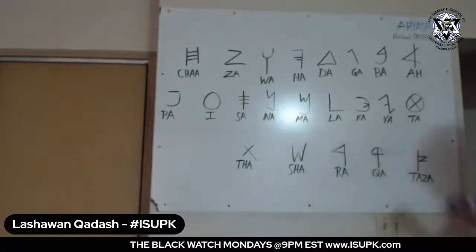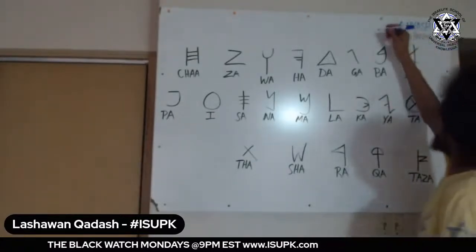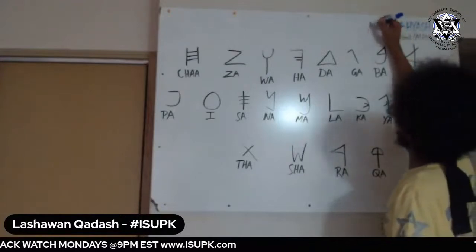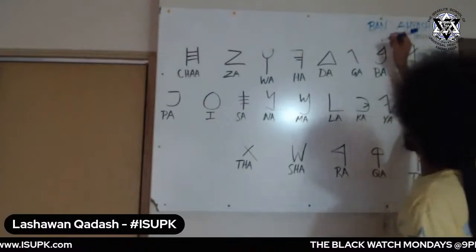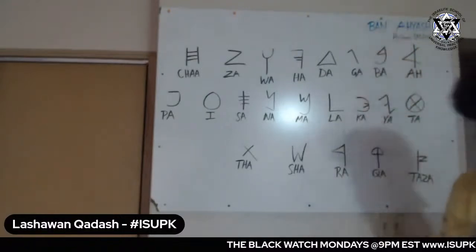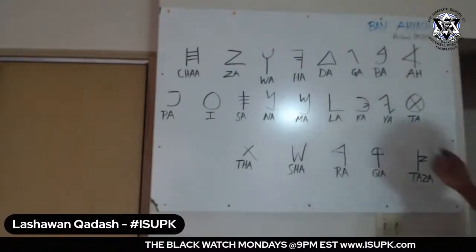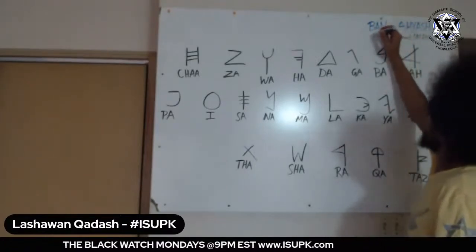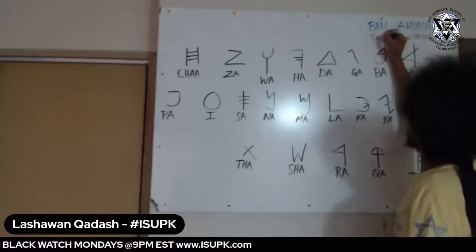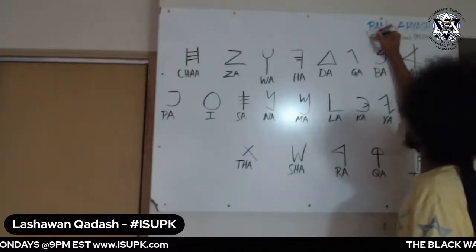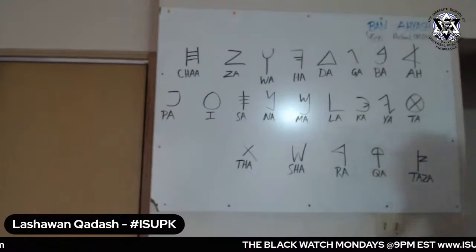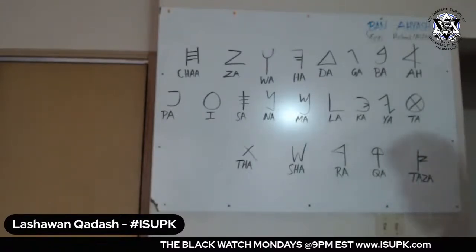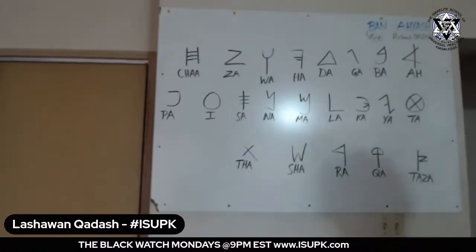And then we have the ba. It's going to be bond, which in Hebrew means son. It means son. Bond.